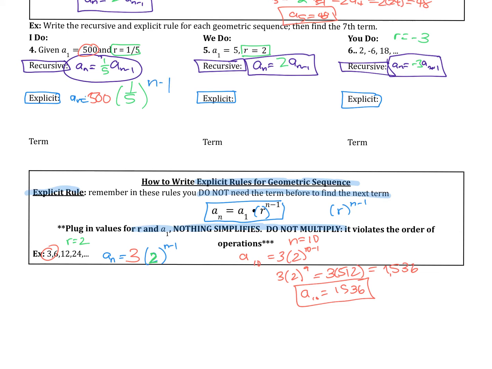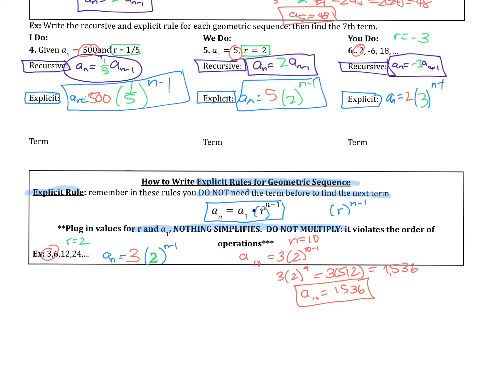Similarly, for number 5, a sub n is going to equal my first term, which is 5, times my ratio 2 to the power of n minus 1. Go ahead and pause the video and work through number 6 on your own. Write that explicit rule out. So I'm going to box my explicit rules. Nothing to simplify, just those rules right there. All right, a sub n equals our first term, which is 2, times our common ratio, which is 3, to the power of n minus 1, and that is my rule.